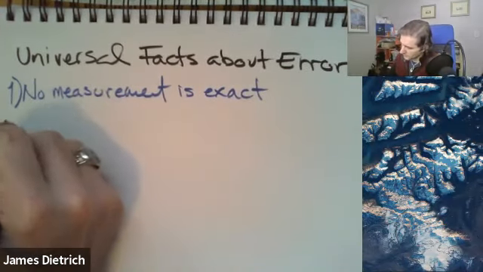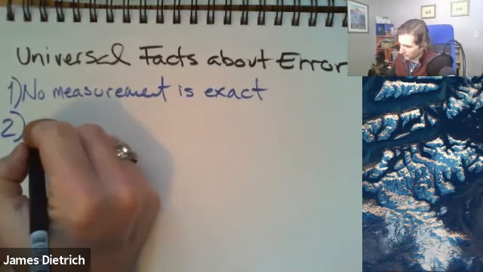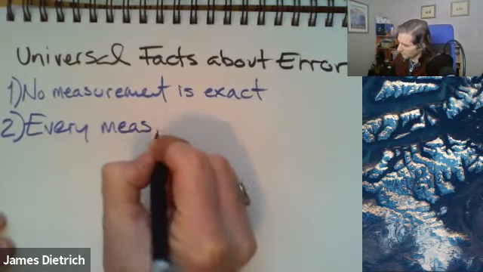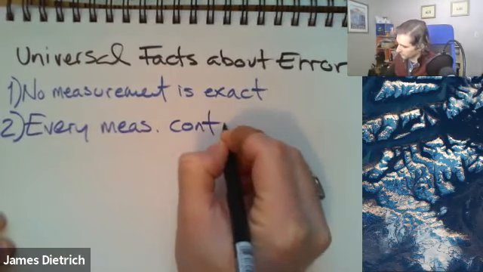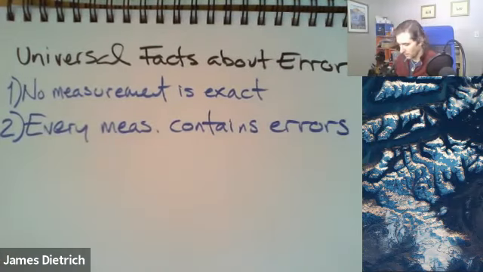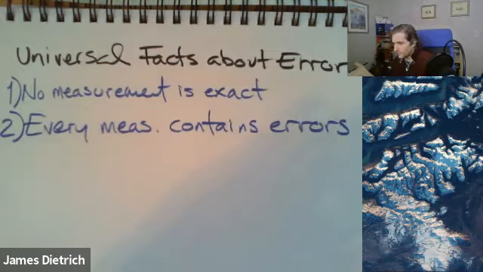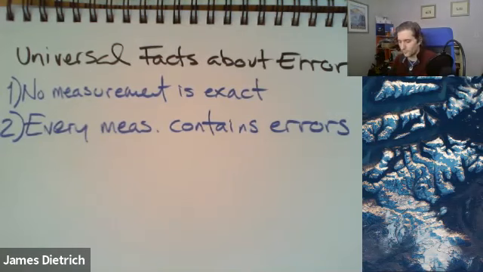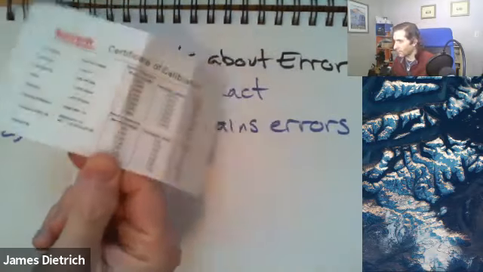So number 2, kind of associated with that, is that every measurement contains errors. Depending on our measurement device, those errors can be relatively large or relatively small. But the errors are there.